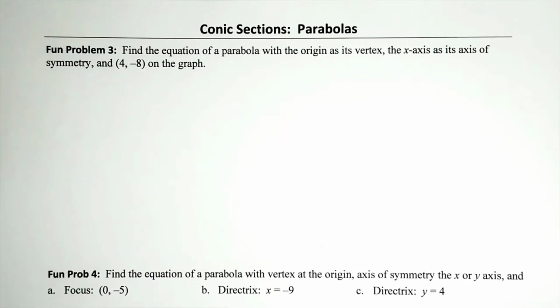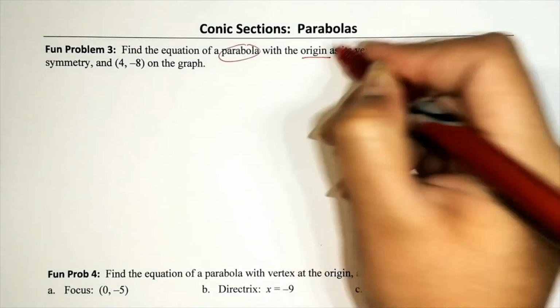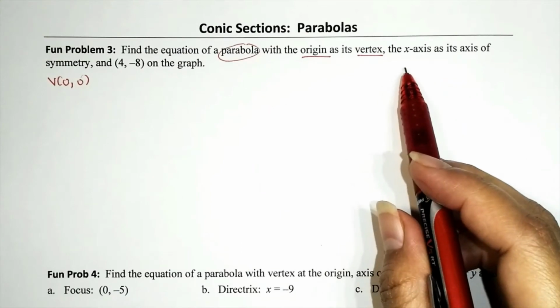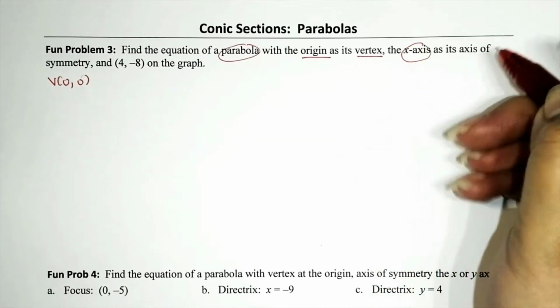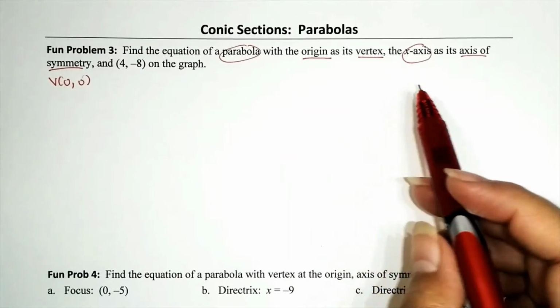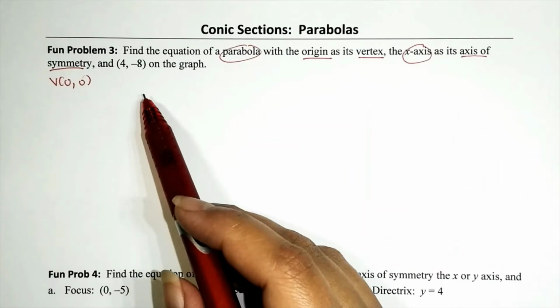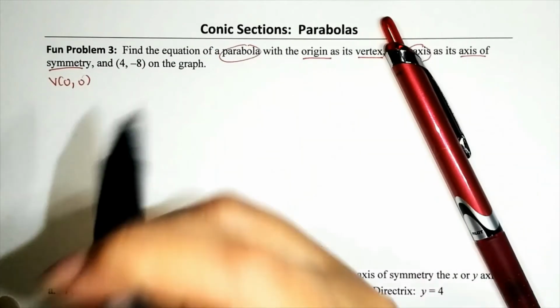So what do we know about this problem? We know we have a parabola. It may open up, down, or side to side. We know that the vertex is given by the origin, so let me write that out. The x-axis is its axis of symmetry. What is the axis of symmetry? It's going to be the actual x-axis. I'll touch base on that in a bit. And (4, -8) on the graph. Okay, let's go ahead and bust out the graph paper.